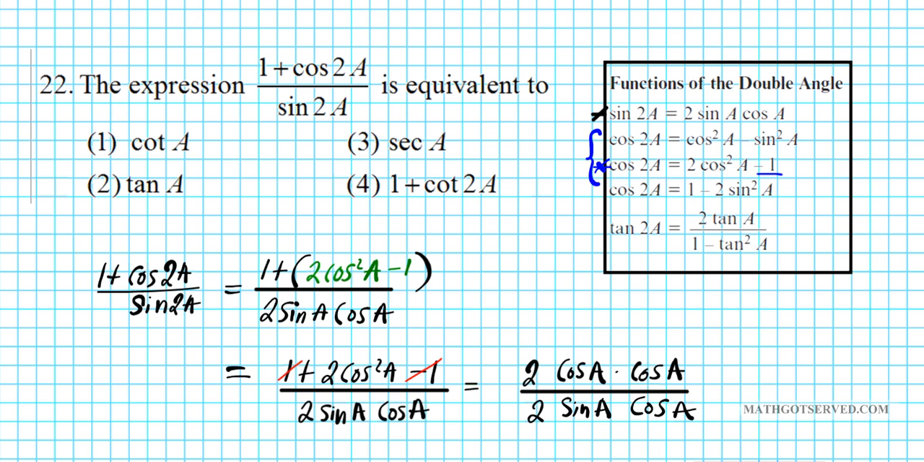Now, the beauty of writing it in the expanded form is you can cancel with ease. So that goes there once, that goes there once. The 2's also divide out. Now, using your quotient identities, what is cosine over sine? Cosine over sine is cotangent. That's the reciprocal of tan, okay? Cotangent a. Our answer for 22 is option number 1.